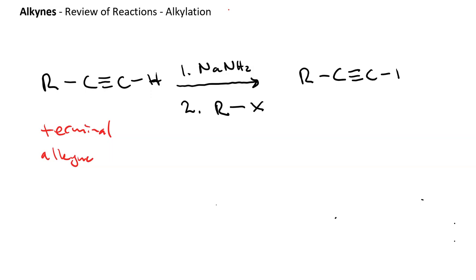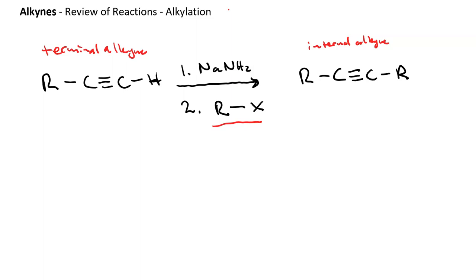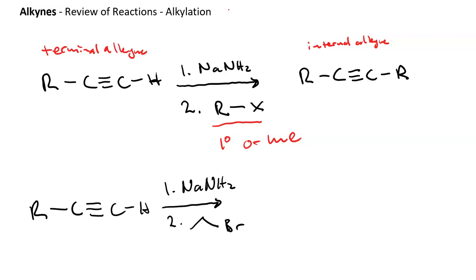It's very important that the alkyl halide we use be either primary or methyl. Otherwise, you'll get an elimination reaction. So, treating our terminal alkyne with sodium amide followed by ethyl bromide, this replaces the H with an ethyl group. This ethyl group here is tacked onto our alkyne over here.